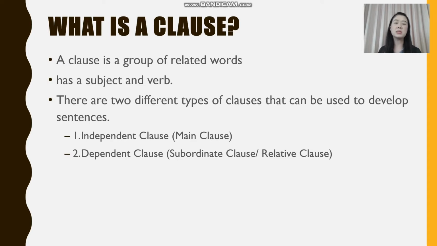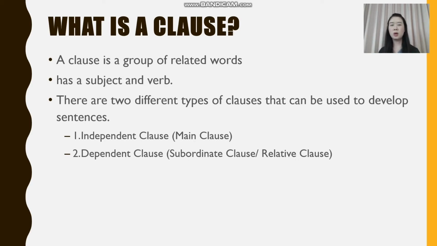When something is dependent, it means that it cannot stand alone. It must be attached to something else, right? And the dependent clause can be divided into the subordinate clause and the relative clause. So once you are using a subordinate clause or relative clause, they must be used with the main clause to make it into a complete sentence.